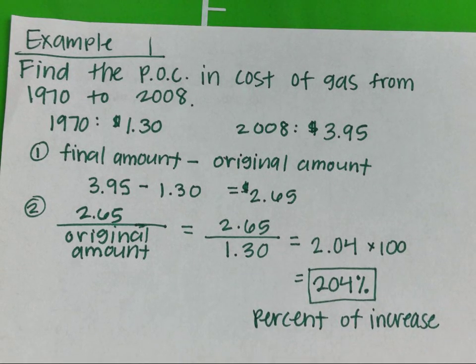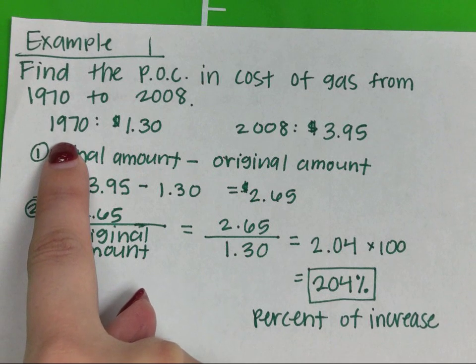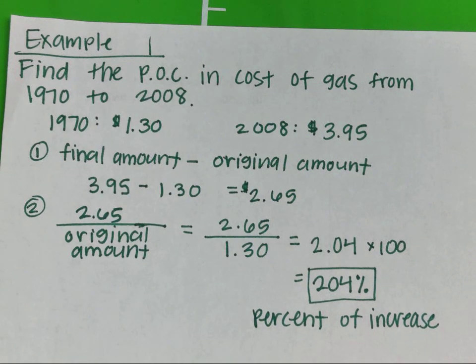So you can pretty much tell whether it's an increase or a decrease just by looking at the problem before you even find your percent of change, okay? If you start out with a smaller number and you grow to a larger number, that's going to be an increase. But say that I switch the years here. So say that gas in 1970 cost $3.95, and then gas in 2008 costs $1.30. What would that be? A percent of decrease. Okay. Questions on that problem?